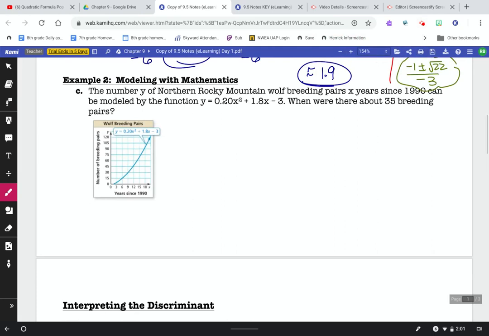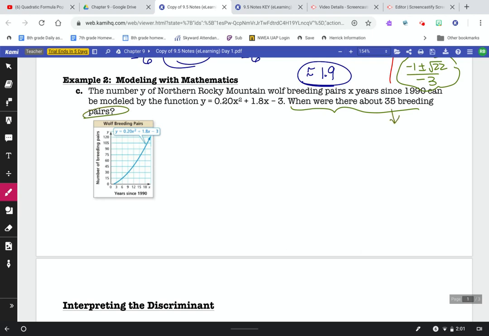Okay, for example 2, we have a graph. We're modeling with mathematics. It says the number of Northern Rocky Mountain wolf breeding pairs, which is represented by Y, X years since 1990, can be modeled by the function Y is equal to 2/10 x squared plus 1 and 8/10 x minus 3. When were there about 35 breeding pairs? So the question is asking us, when were there 35 breeding pairs?